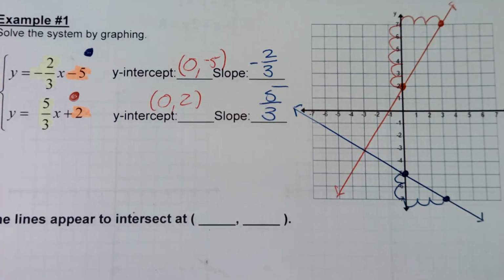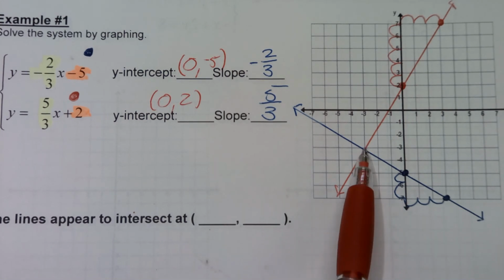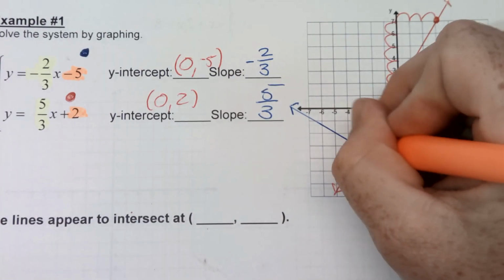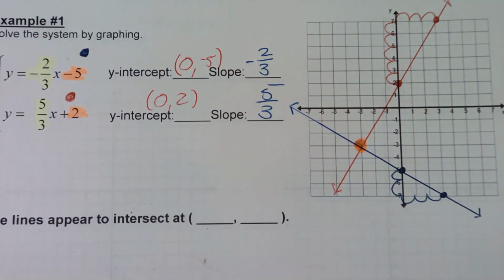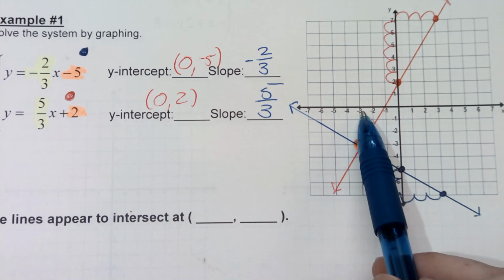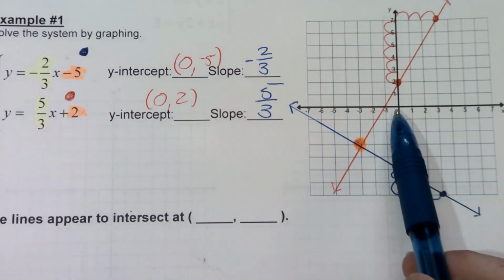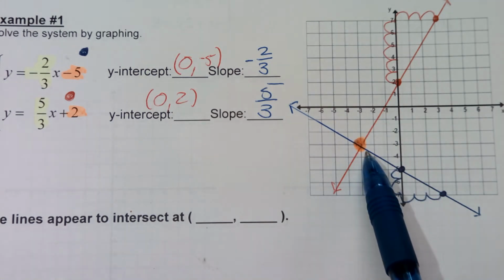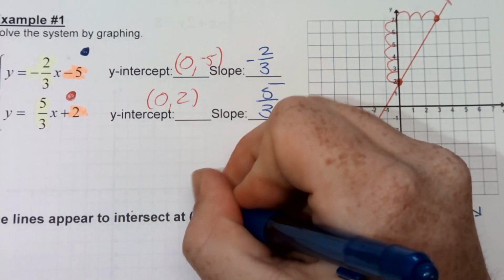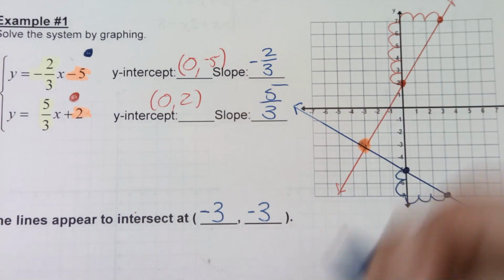Now, to find the solution of this system, the solution is right there where our lines cross. I'm going to highlight that in orange. It's right here. That is where our two lines cross. It looks like -3 on the x-axis, and -3 on the y-axis. So this line appears to intersect at -3, comma -3.